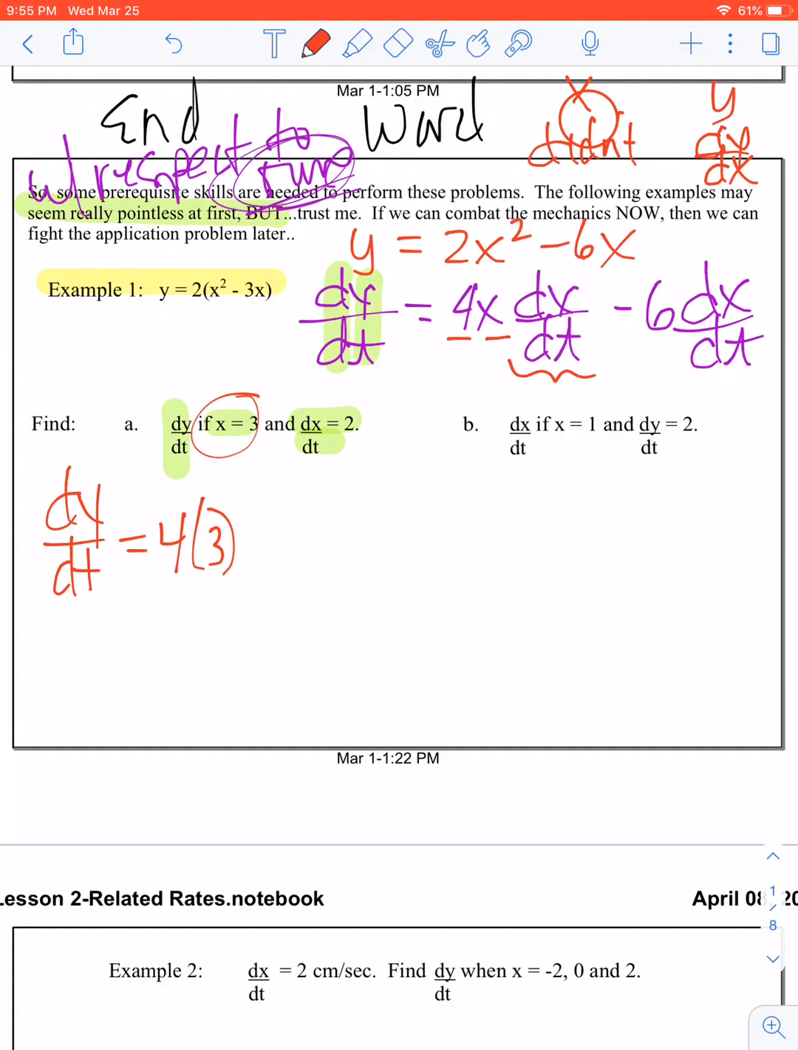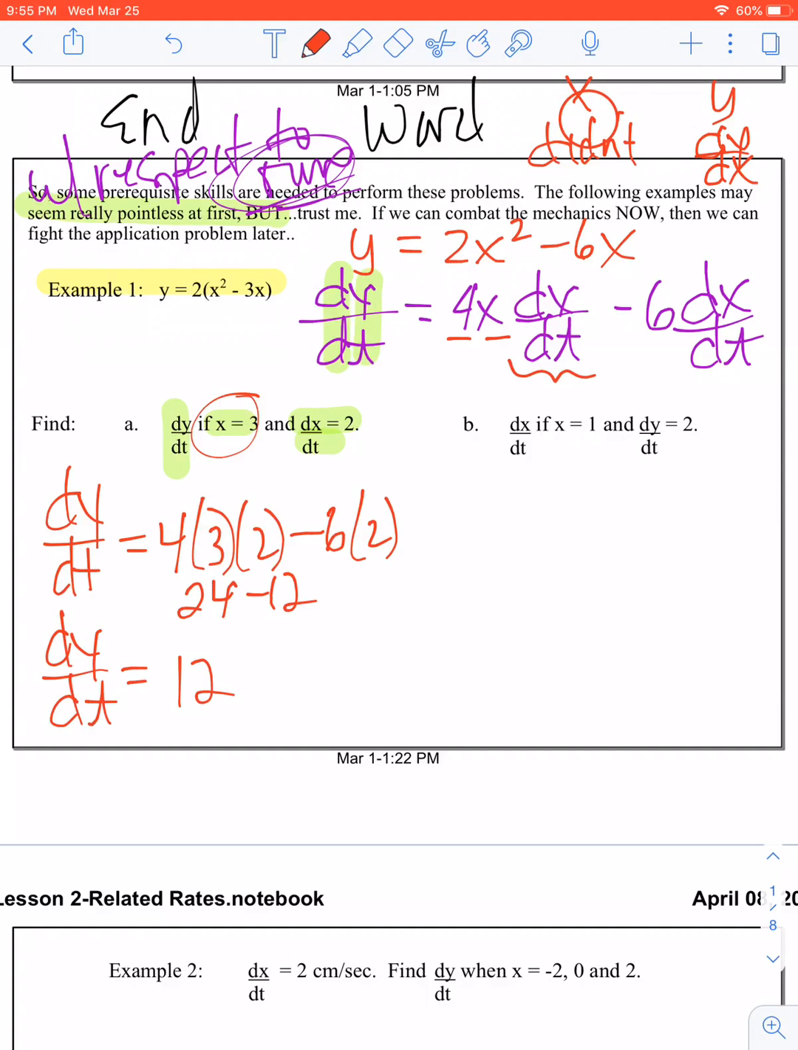Next, they have given me that the rate of change of x with respect to time is 2. And right now it's a pointless problem, so I don't know what that rate is. If it's 2 feet per second, whatever, centimeters per hour, we don't know because this is a pointless problem. All right, then I have a minus 6 and then another dx/dt. So the rate of change of y with respect to time: 4 times 3 times 2 gives me 24, minus 12 is 12, whatever the rate of units are. So again, I know it's a pointless problem, but this is the recipe. First, we differentiated with respect to time. Then we substituted in our values and we solved.